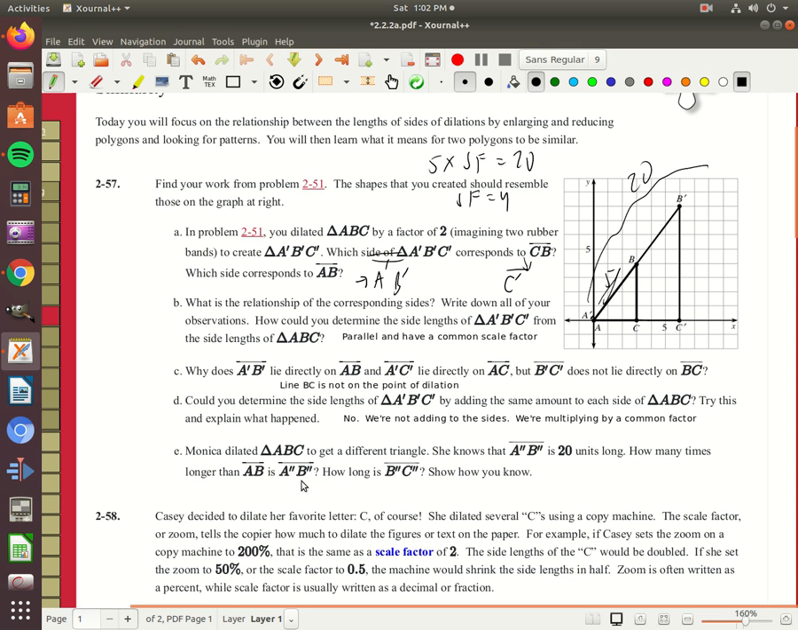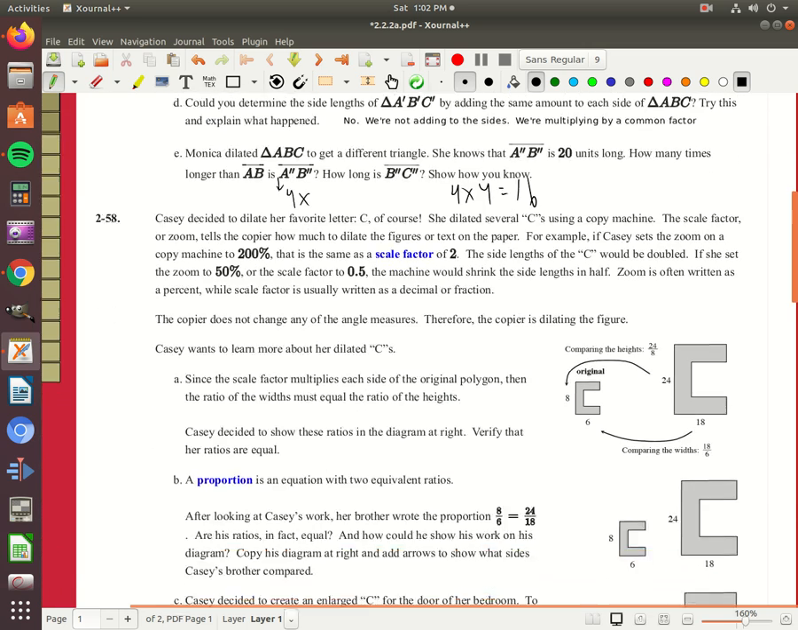So how many times longer is AB than A double prime, B double prime? I would say this is going to be 4 times bigger because that's our scale factor. So how long is B double prime, C double prime? Well, this is 1, 2, 3, 4 already. And we're just going to multiply 4 by 4, so we're going to get 16, right? So this one out here, B double prime, C double prime, is actually going to be 16 because we're multiplying by 4. So hopefully we see what's going on there. I feel like I've been as clear as mud.